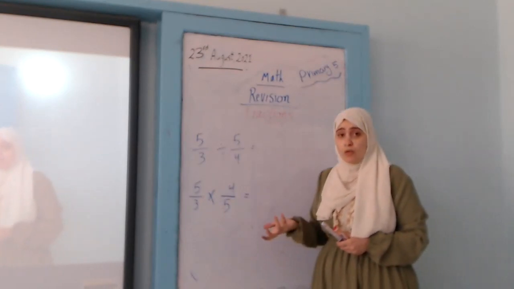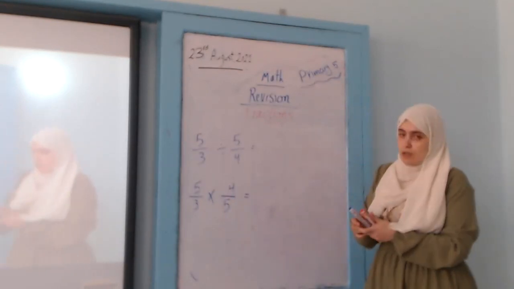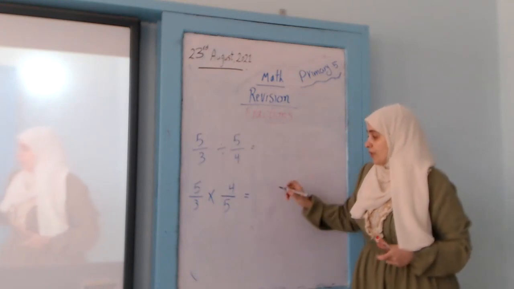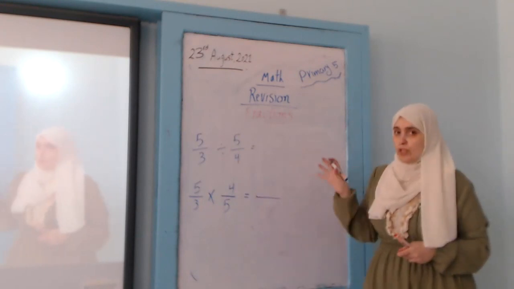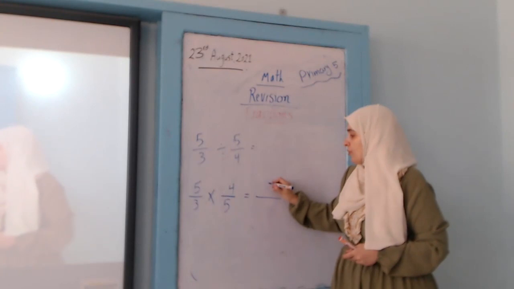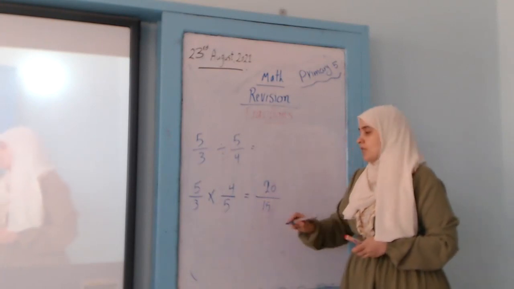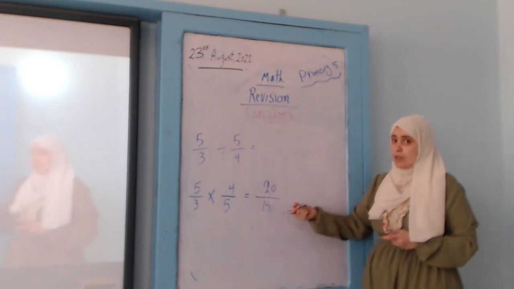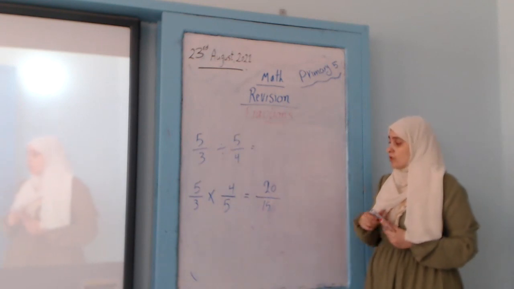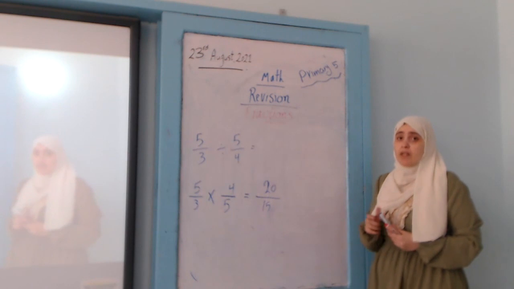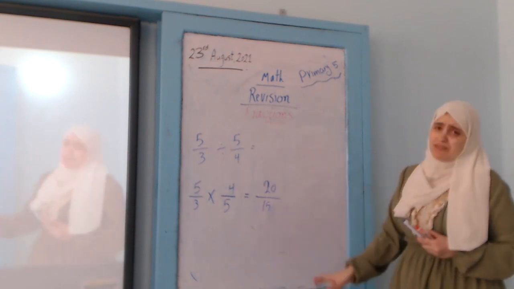But I have another way, okay? I will solve it in two ways. The first one is to multiply numerators and denominators. 5 multiply 4 equal 20 and 3 multiply 5 equal 15. I have 20 over 15. Is it the simplest form? No, because 20 and 15 have a common factor.